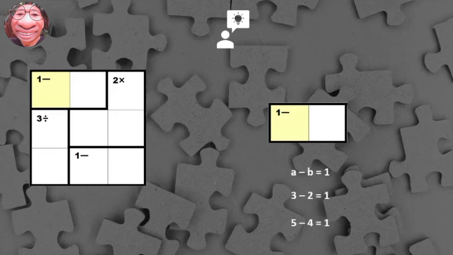with the answers 3 minus 2 or 5 minus 4. But if you recall, we only have a 3 by 3 square, so only the numbers 1, 2, and 3 are allowed, which doesn't allow us to choose the second option.